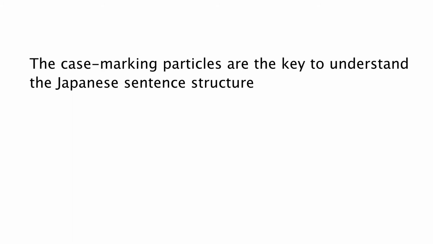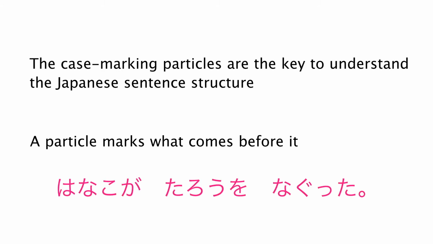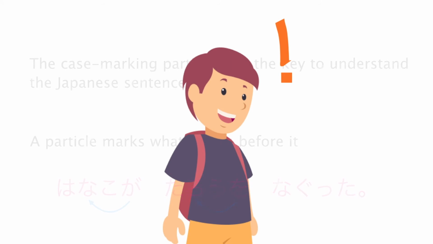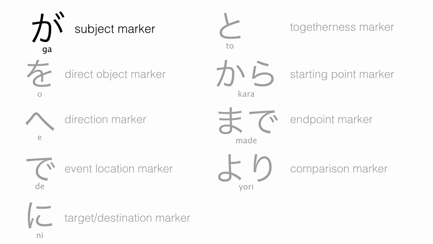All you need to know for now is that the case marking particles are the key to understand the Japanese sentence structure, not the word order. And a particle marks what comes before it, unlike English prepositions like in, on, from, etc. There are 9 case marking particles in total. So first let us look at ga, the subject marker.